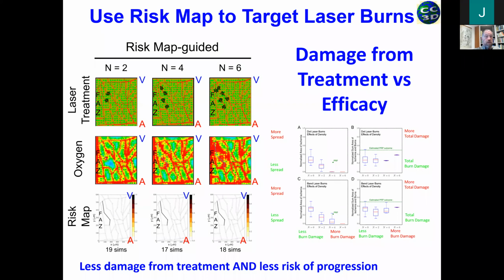And so we were then able to do a calculation that said, if you ablated particular regions, what's the area of damage directly from the treatment? And what's the probability that you're going to have damage later from the untreated regions? And you're then able to come up with an optimum, which trades off the cost of the treatment, which is damage to the retina directly, from the benefit of the treatment, which is reduced risk of spread from the disease.